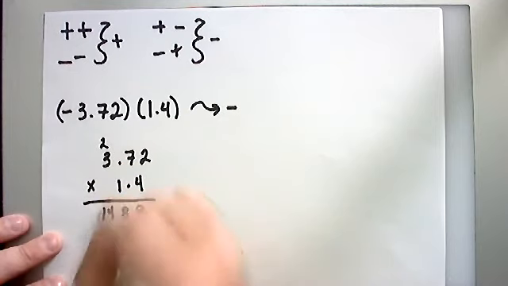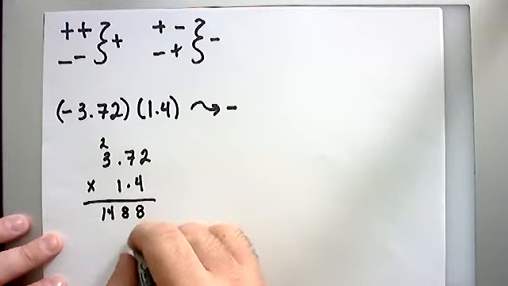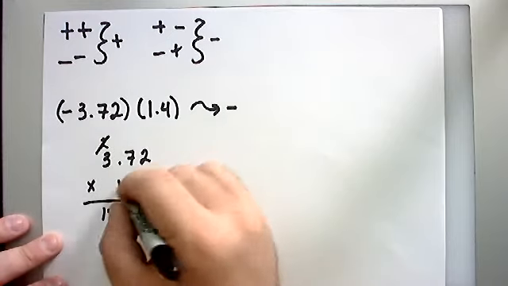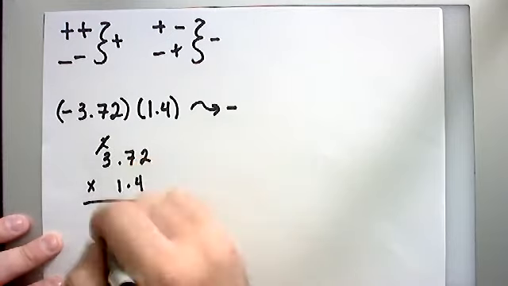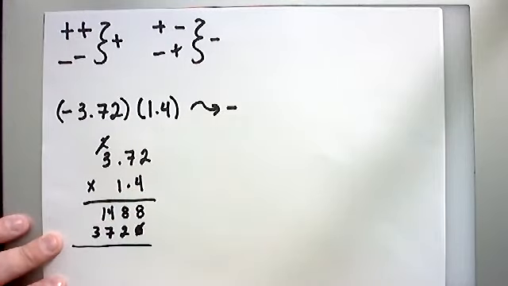Plus 2 is 14, right? Just like normal. Same thing. I'm going to move over to the 1. Put my placeholder 0 down. 1 times 2 is 2. 1 times 7 is 7. And 1 times 3 is 3, and then we just add it all up.